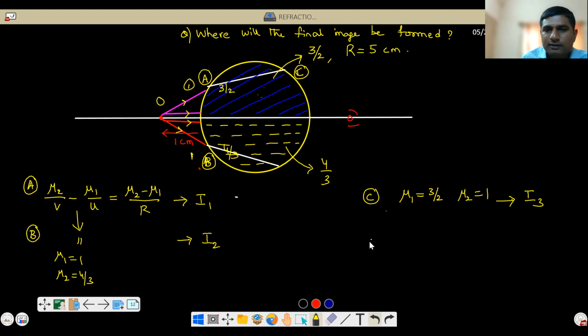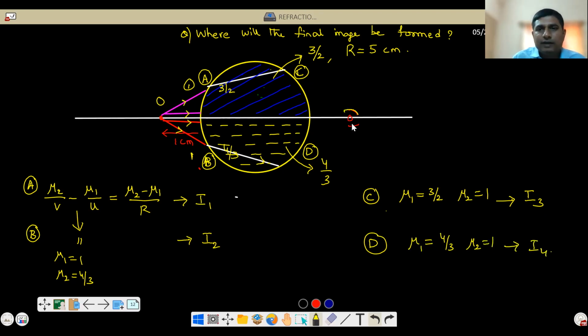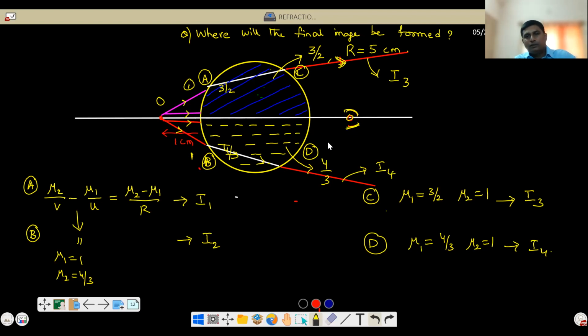Then for the bottom sphere, these rays will be incident on this surface. Let us say surface D. Apply the formula. Now mu1 is 4 by 3 and mu2 is 1. Then you'll get I4. So when the rays finally come out, this ray will show I3, this ray will show I4. So now your eye will see 2 images, I3 and I4.